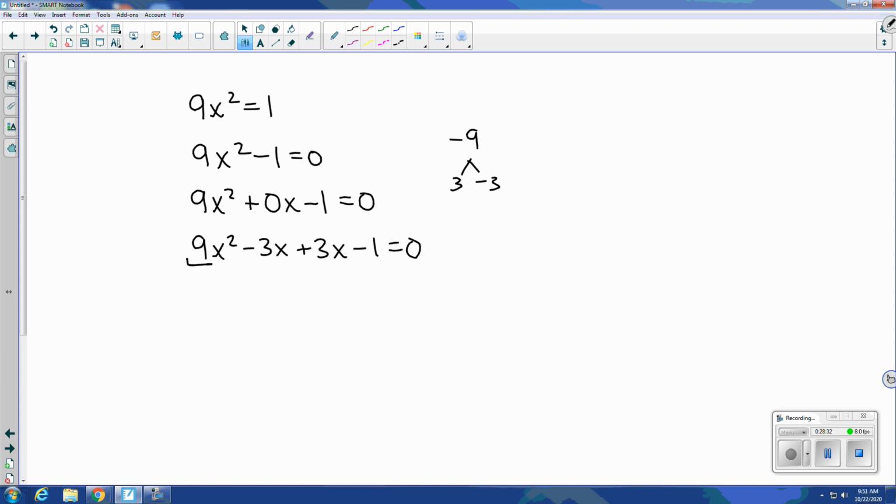So we split the middle. Now we're going to use grouping. So group the first 2, group the last 2. Take a GCF out of the first 2. You'll see it's 3x. What's left over is 3x minus 1.